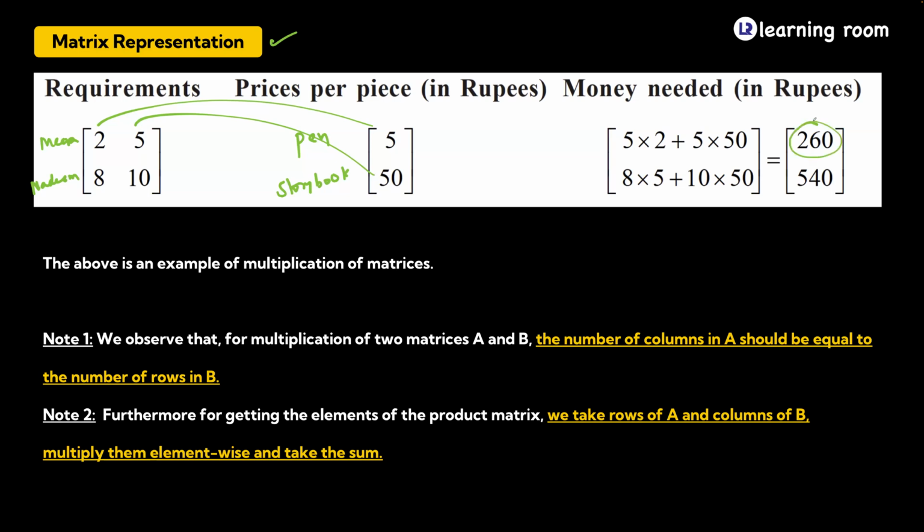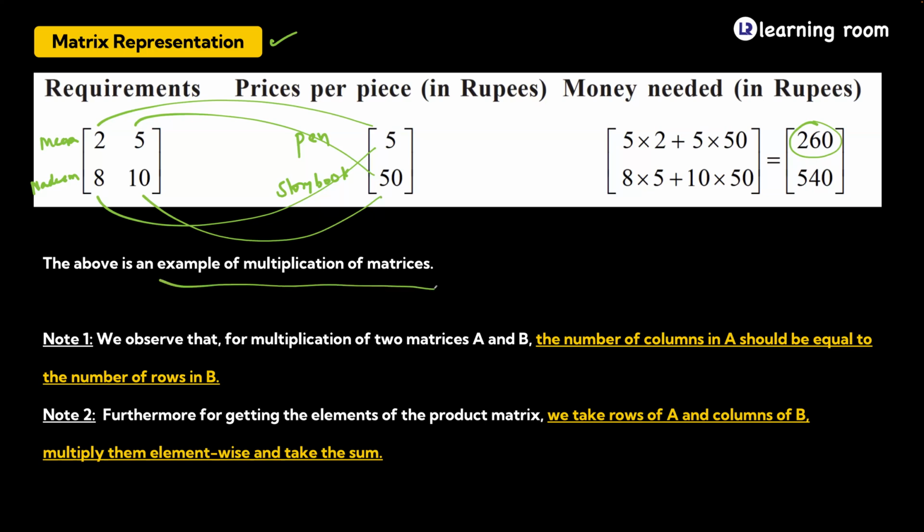Similarly, to obtain this 540, what are we supposed to do? Take this 8 and multiply it with 5, and 10 and multiply it with 50, and add them. So when you add them, you will get this 540. Basically, the operation that you performed here is what is called matrix multiplication. I hope you're able to see the difference between multiplication of a matrix by a scalar and matrix multiplication. Actually, what we did here is also called the dot product. So this is an example of multiplication of matrices.